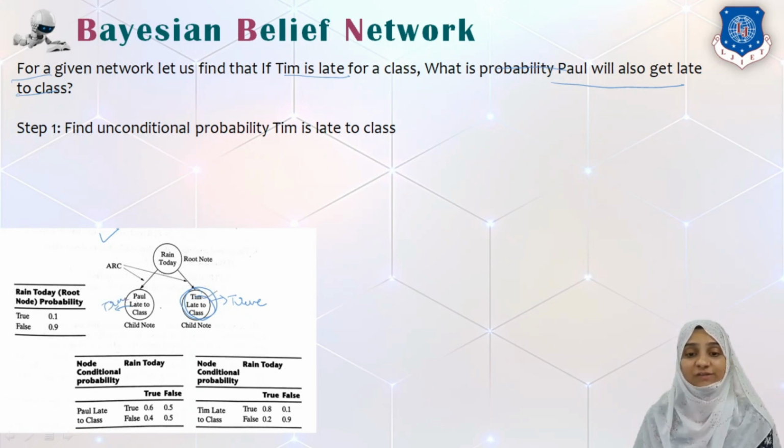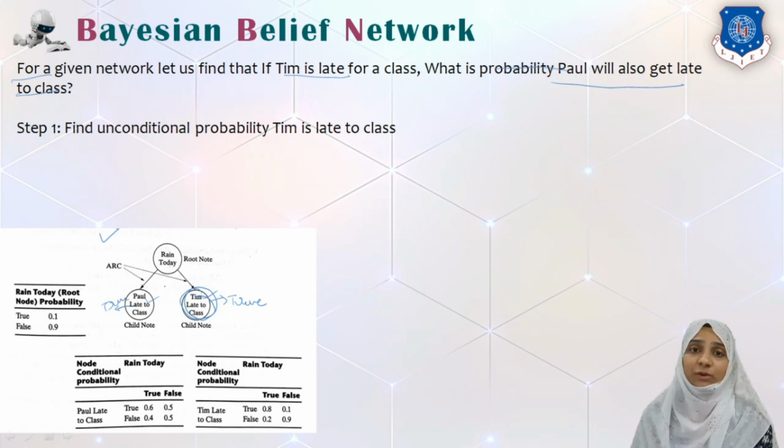As you can see, this particular event and this particular event are not directly dependent on each other. This event is dependent on rain today, and this one is dependent on rain today itself. That means there is no direct dependency, but there is an indirect dependency.